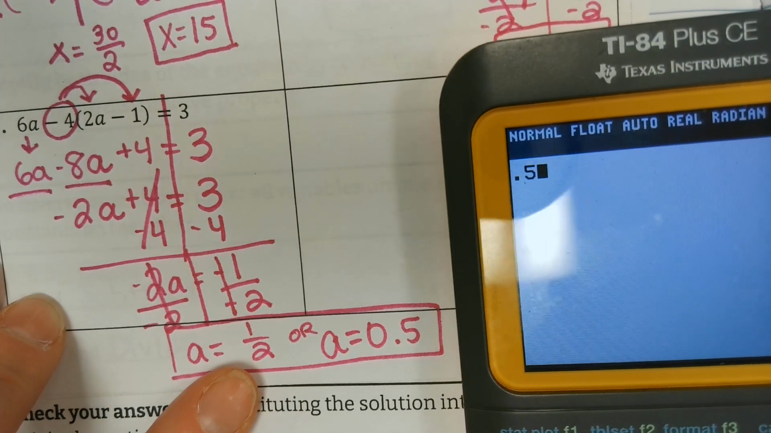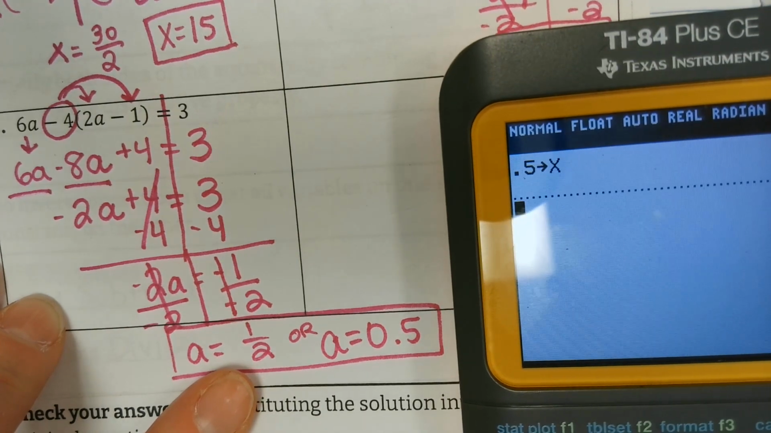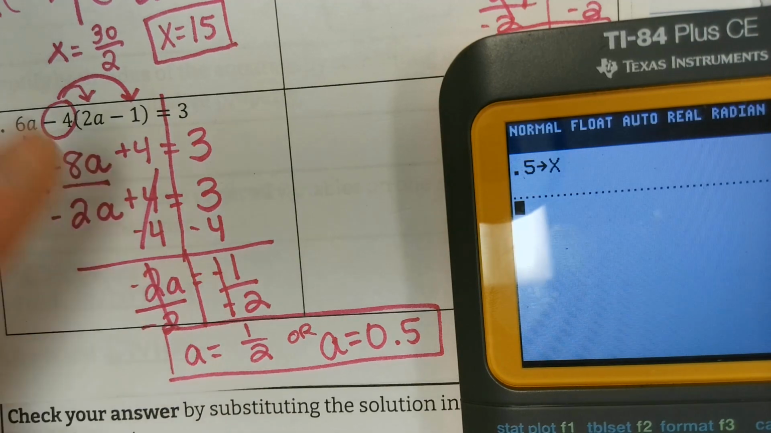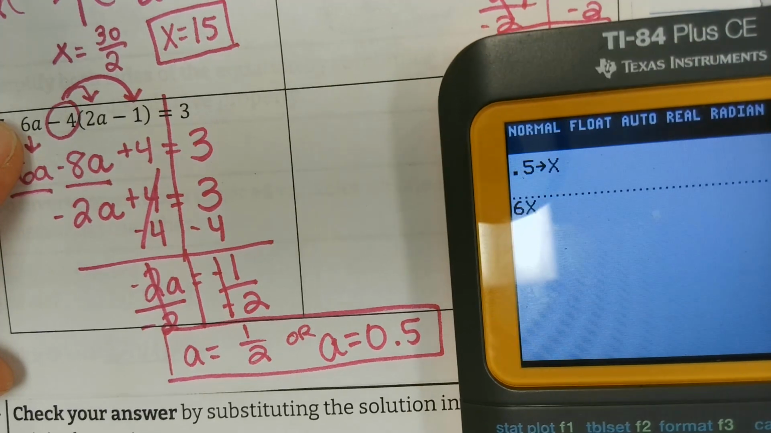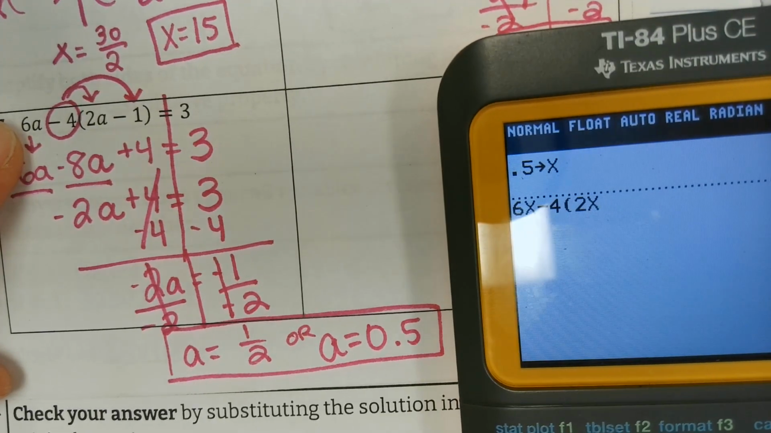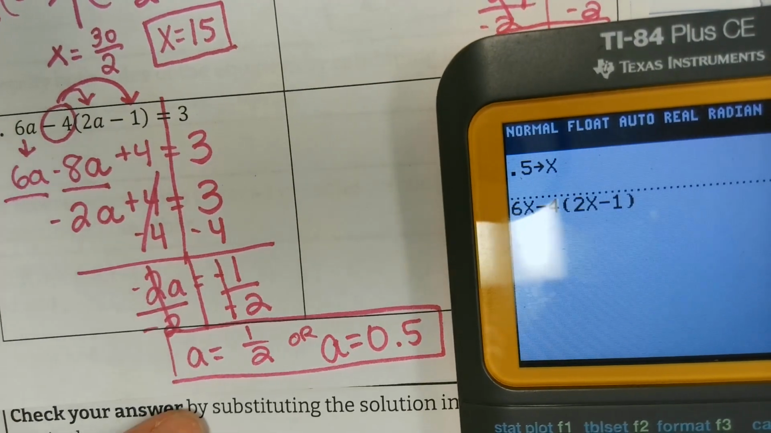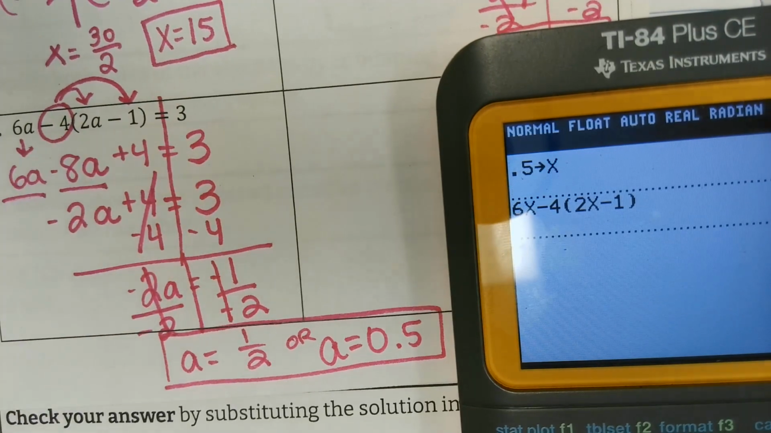So I'm just going to put 0.5, store x. And then I'm going to put in this, the original left side. 6x minus 4, parentheses, 2x minus 1, parentheses. And if this is the right answer, it should come out to equal 3. And it does.